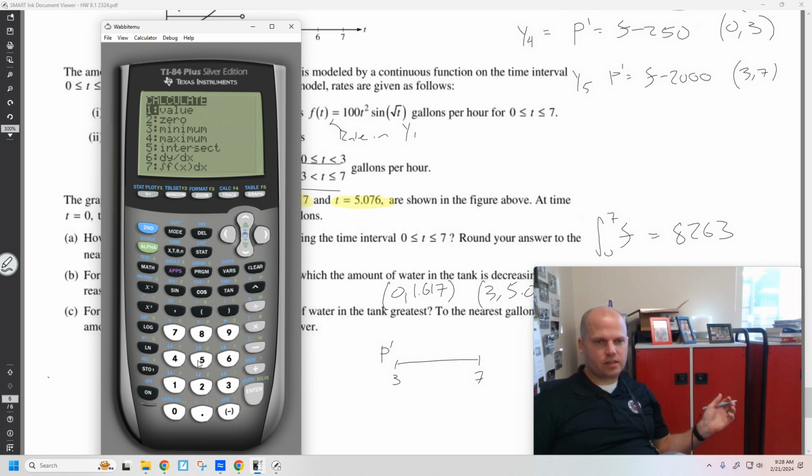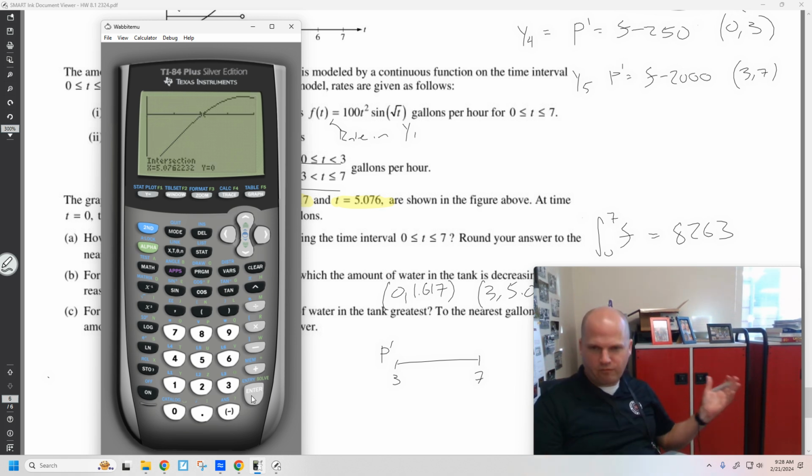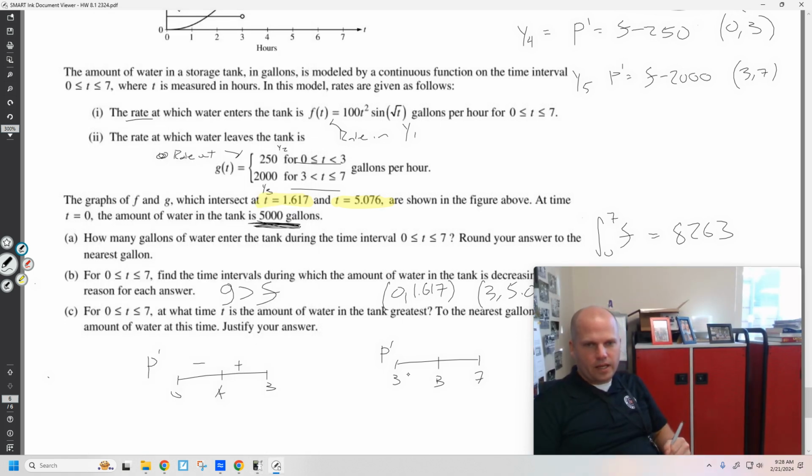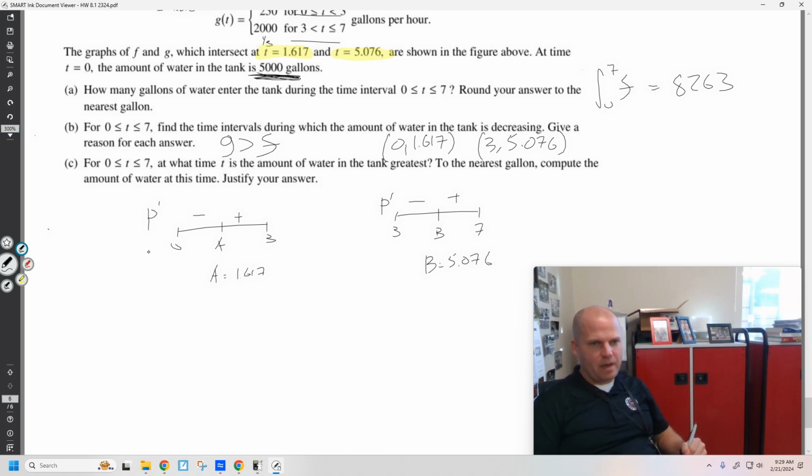Second calc intersect, bam, bam, bam, bam. There's that 5.076. And I'm going to call that B. And again, the derivative is negative then positive. So A is that 1.617 value. B is the 5.076. When is the amount of water in the tank decreasing? Like there it is, 0 to A and then 3 to B. They kind of helped you by giving you the intersections. They didn't have to do that.